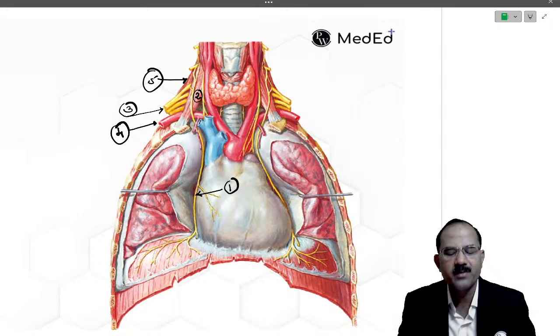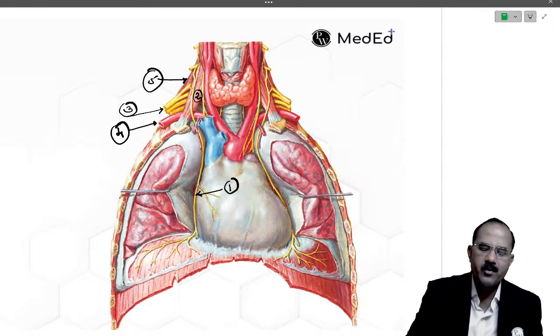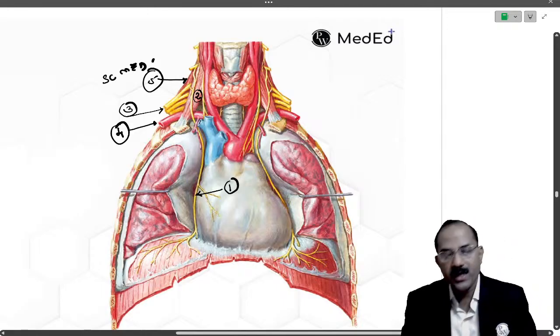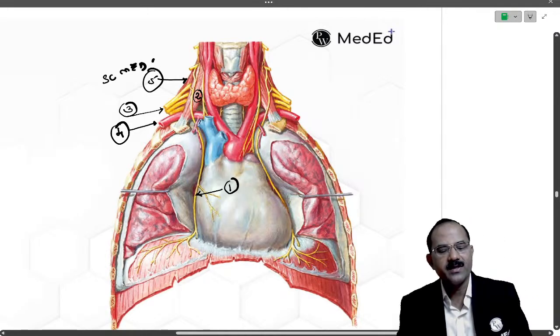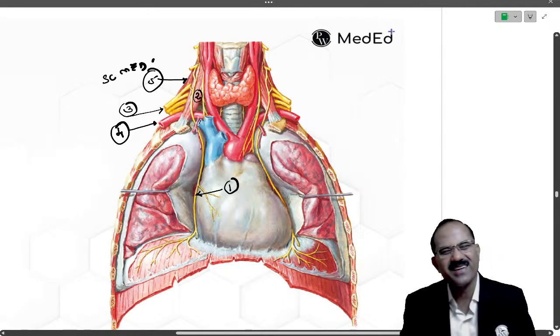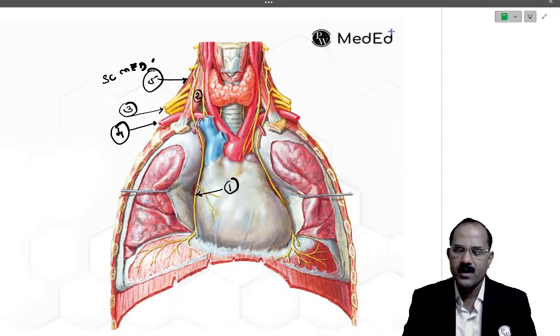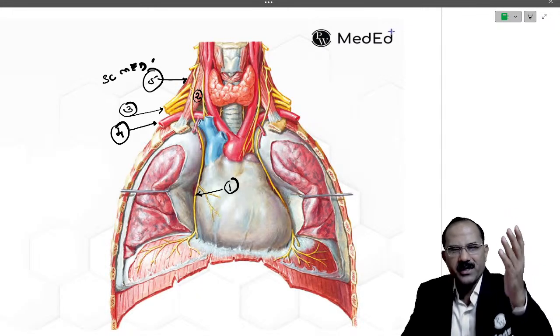Number 5. Scalenus medius. Very good. Number 5 is the scalenus medius. So the brachial plexus and the subclavian artery lie between which two muscles? The scalenus anterior and the scalenus medius. Very good. So phrenic nerve, just tell me about the phrenic nerve.